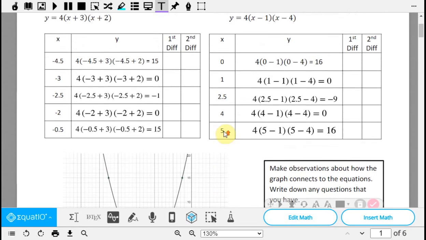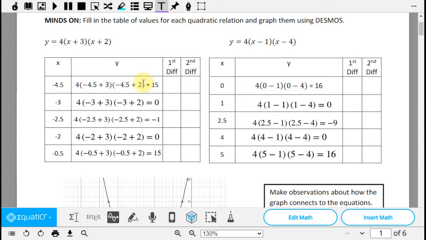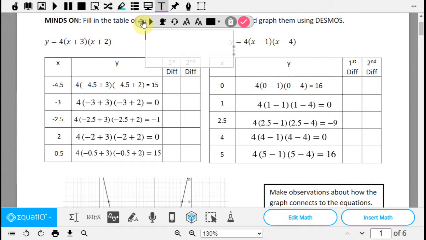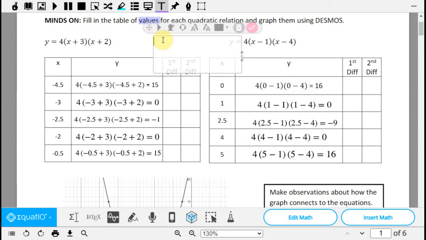Now what we're going to do is look at these differences here. So differences are when we find out what it takes to get from this y value to the next one. The other way of saying that is y2 minus y1, or the second one minus the first one.